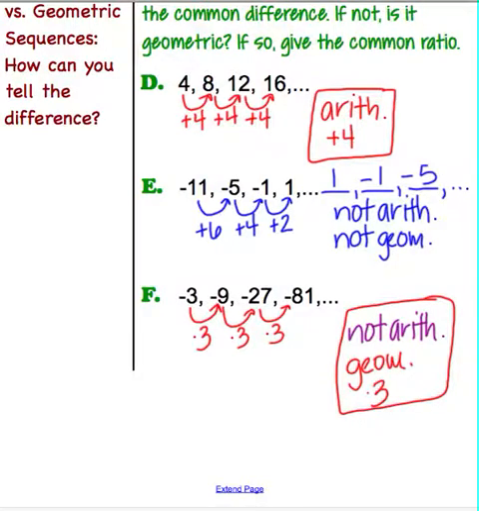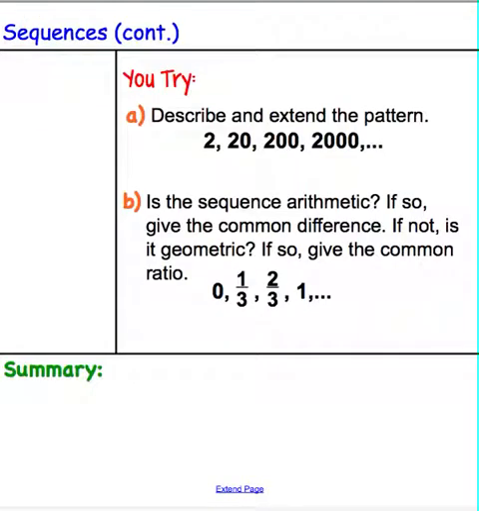So now, what I want you to do is to go ahead and take a look at the U-Try problems. A is describe and extend the pattern of 2, 20, 200, 2000, etc. And B is the sequence arithmetic? If so, give the common difference. If not, is it geometric? And if so, give the common ratio for 0, 1/3, 2/3, 1.